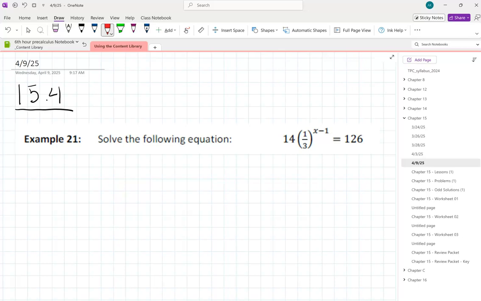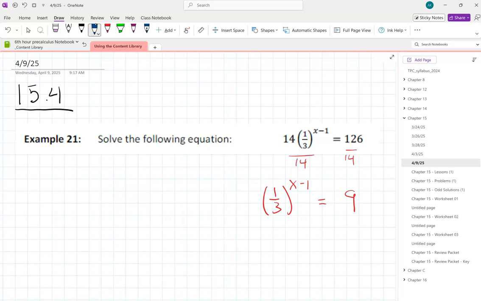But before we can do anything with a logarithm, I have to get that exponential piece all by itself. So this equation says 14 times 1/3 to the x minus 1. My first order of business is to get that 14 out of here. How do I get rid of it? Divide both sides by 14. So far, so good.